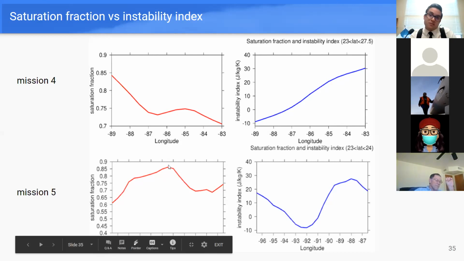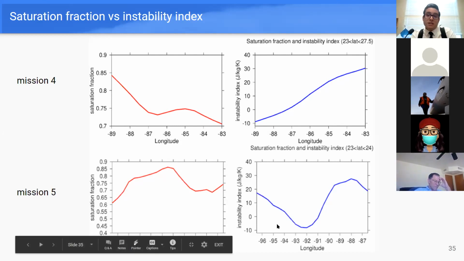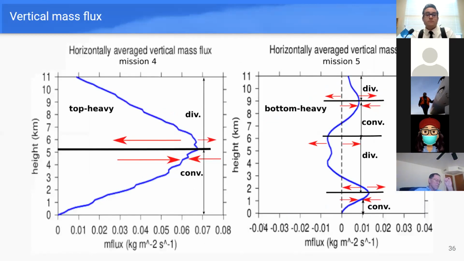We have a Goldilocks point in here, let me see if I can see it, in 92 west, where saturation fraction would be optimal and instability index would be minimal. But the minimum instability index, we can see, is very negative as well, and that is related to what we see as a cold pool.